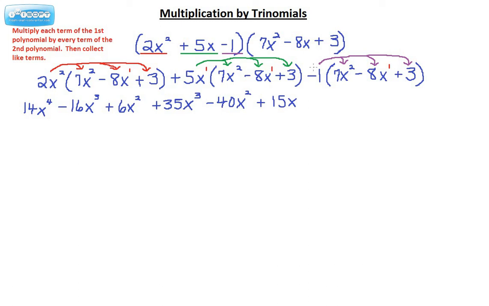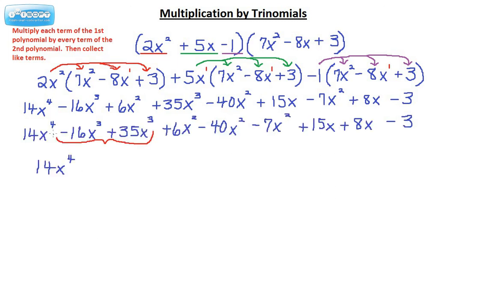Now we're ready to multiply negative 1, the last term in our third parentheses, by each term in the second one. Negative 1 times 7x squared is negative 7x squared. Negative 1 times negative 8x is positive 8x. And last, negative 1 times positive 3 is negative 3. So once we have multiplied everything, now we're ready to collect like terms.